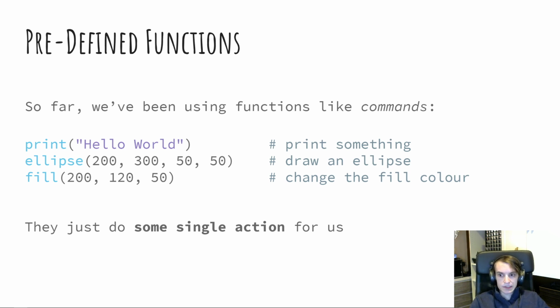So the ones on the screen, like print and ellipse and fill, those are all functions predefined by the Processing language. They do a single thing for us, right? Print prints whatever string we give it. Ellipse draws a circle somewhere on the screen, and fill changes how we want to draw subsequent things on the screen. So all of these just kind of do something.